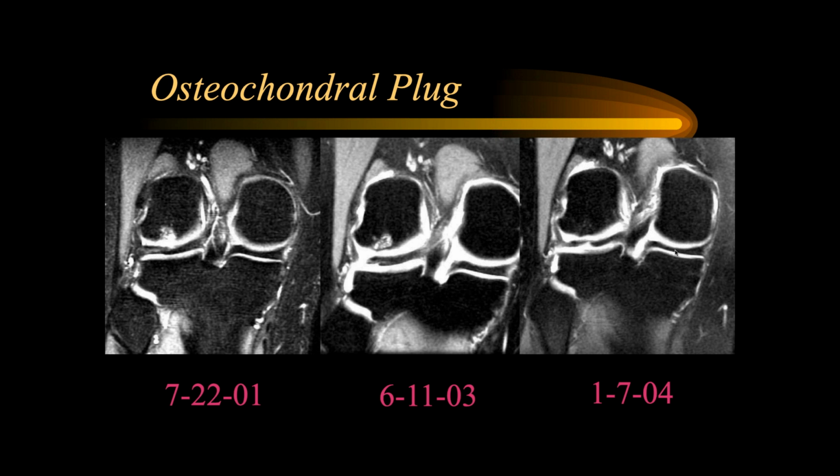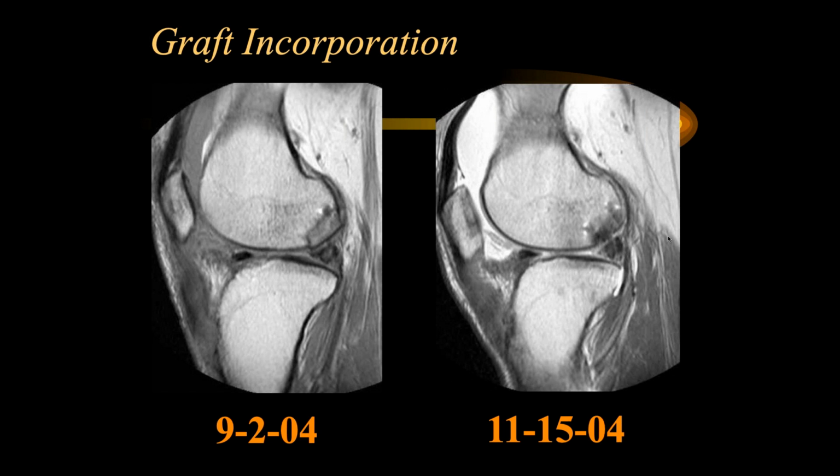And here we can see on the fluid-sensitive images in the coronal plane. And so you kind of look for graft incorporation. This, unfortunately, is more like what I've seen over the years. Here we can see there's a big osteochondral plug here. Notice the subchondral bones do not line up very well. This one is very proud in this location.